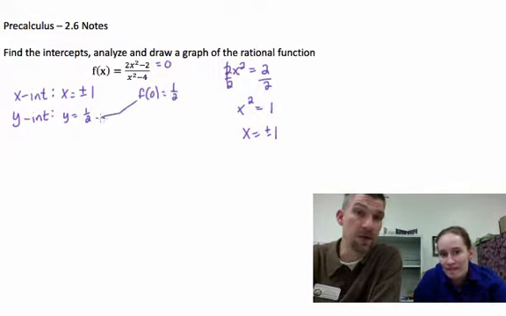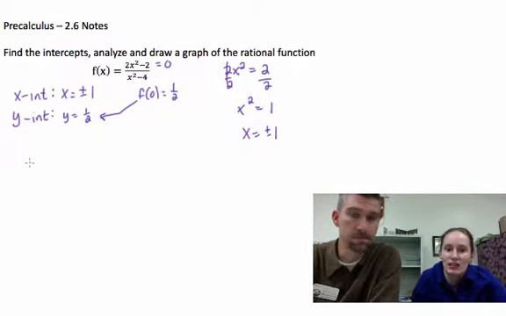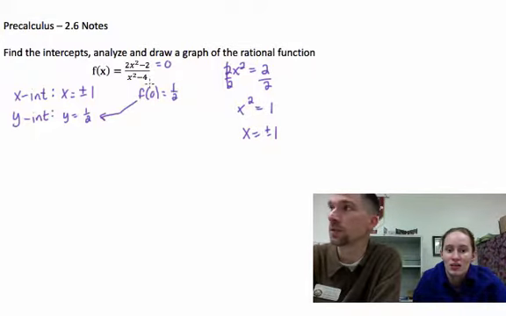And f of 0 meaning everywhere you see an x, a 0 takes its place. Analyze. We didn't analyze and draw. We may need to draw first. Well, let's go ahead and find the vertical and horizontal asymptotes.